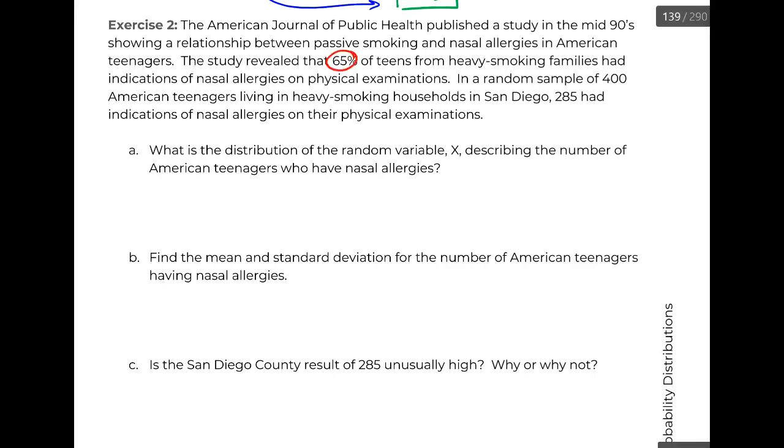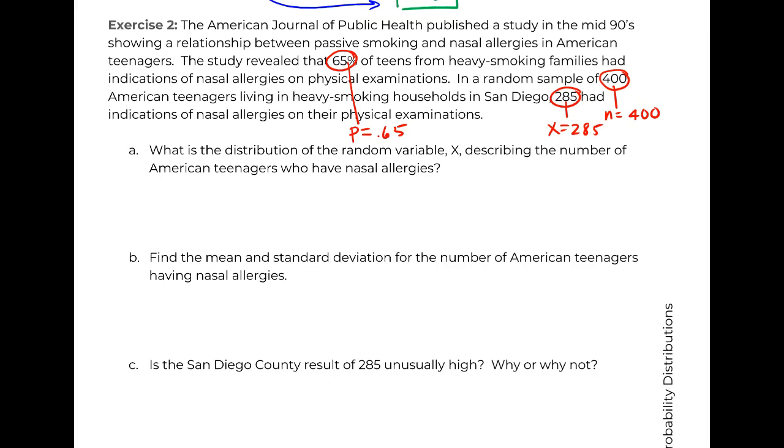So there are 3 different values given to you in this question stem. We have our probability of success, in this case, teens having nasal allergies, which is our probability of success or our true proportion. We have a random sample, so we have our sample size. And then we have a number of teenagers who ended up in that sample having that. So we have an X. This is our count of successes. So those are the 3 different things given to us.